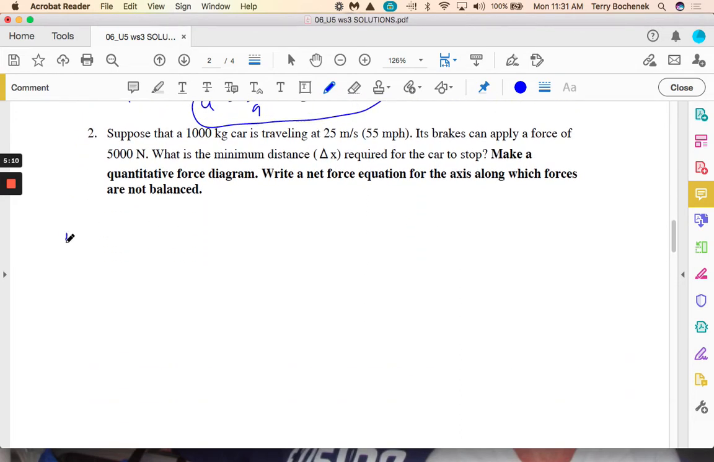A 1,000 kilogram car and traveling at an initial speed. So this is what it's going at beginning. V initial is 25 meters per second. The miles per hour is only here to go, oh, 25 meters per second is like that speed in our world? Okay, cool. We'll go with the 25 meters per second because everything is in the metric system in our little science world. Brakes can apply a force of 5,000 newtons.